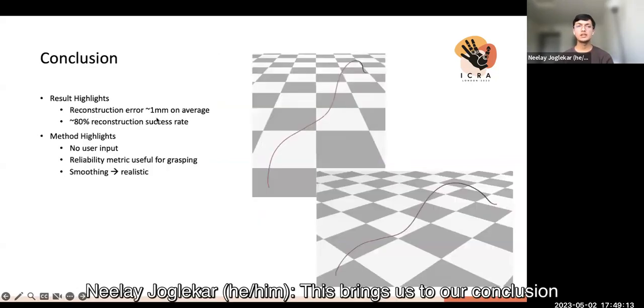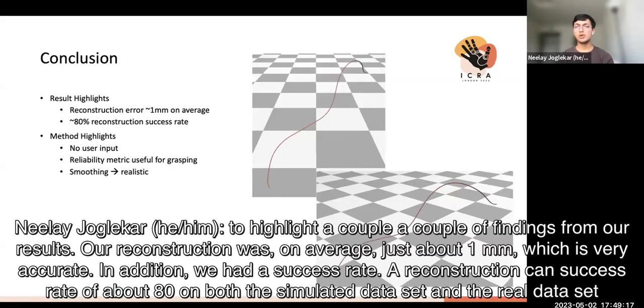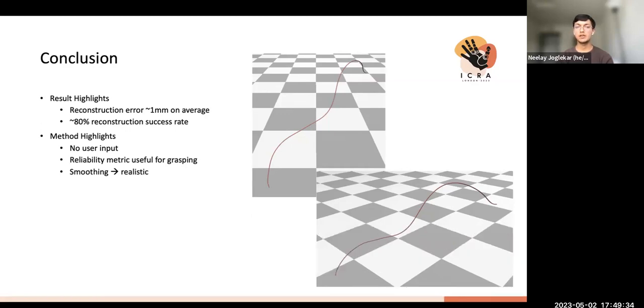This brings us to our conclusion. To highlight a couple of findings from our results, our reconstruction error was on average just about 1 millimeter, which is very accurate. In addition, we had a reconstruction success rate of about 80% on both the simulated dataset and the real dataset.